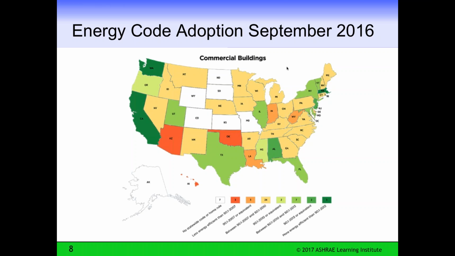So the states that are most progressive relative to Standard 90.1 are the dark green ones, and these states are doing better than 2013. And that's California, Washington State, Massachusetts. So you have a whole range of states.